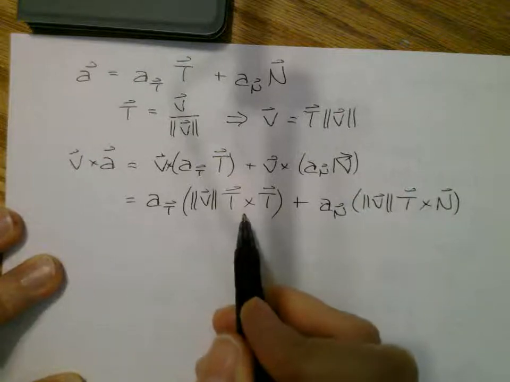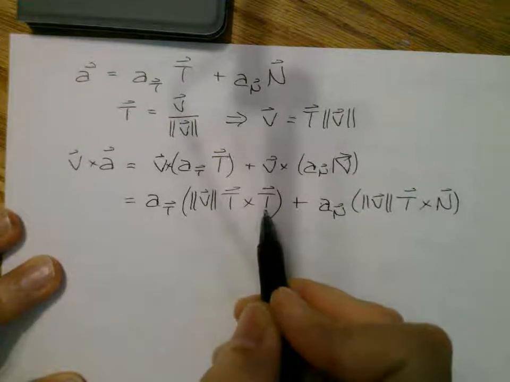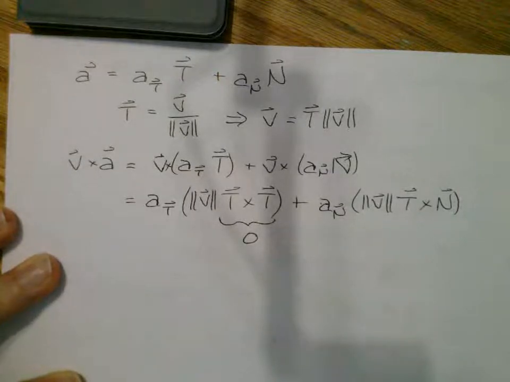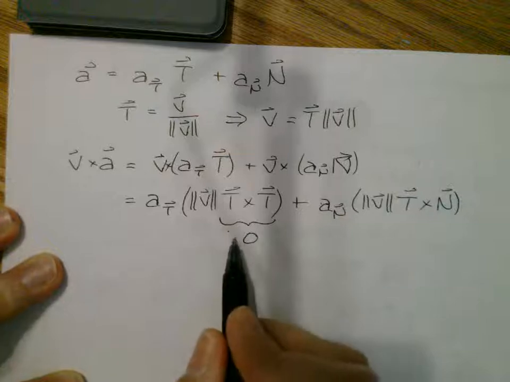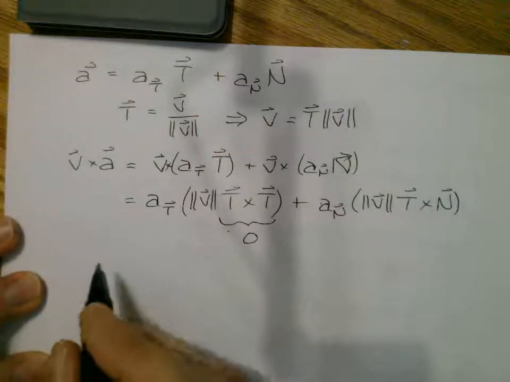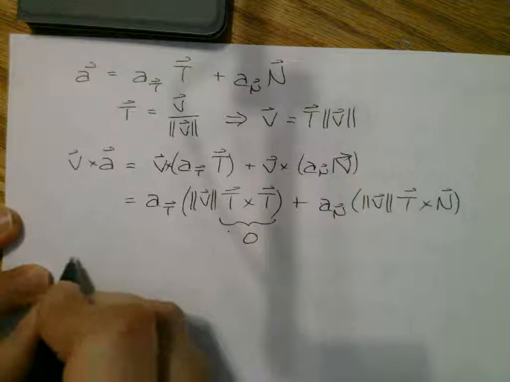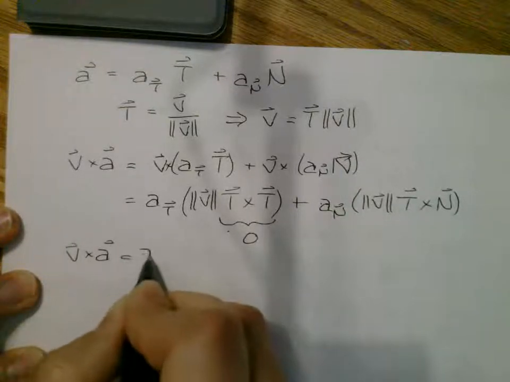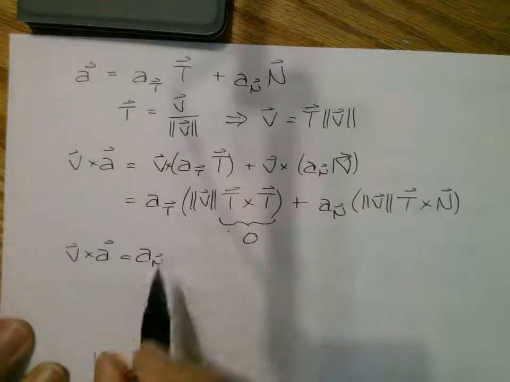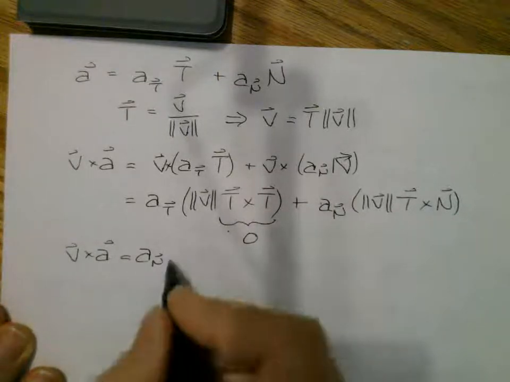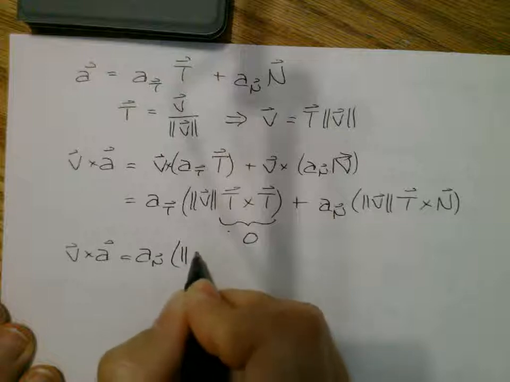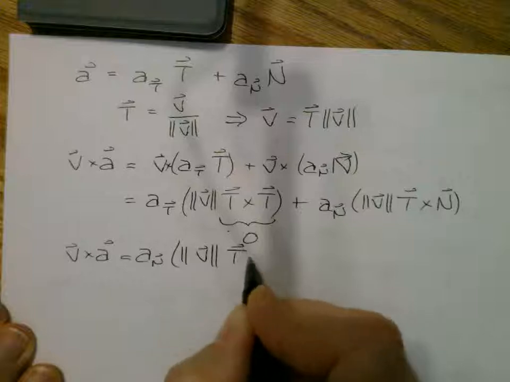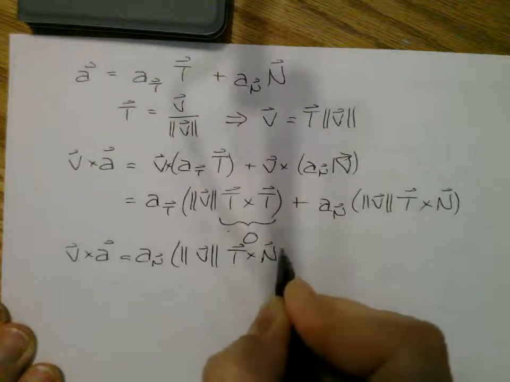Here's the next piece of good news. When I do a cross product of a vector with itself, I get 0. So this whole mess at the beginning, gone. And I'm down to v cross a is the normal component of the acceleration, which is what we really want. We're aiming for a_N here, times the magnitude of the velocity, and then the cross product of the tangent vector and the normal vector.